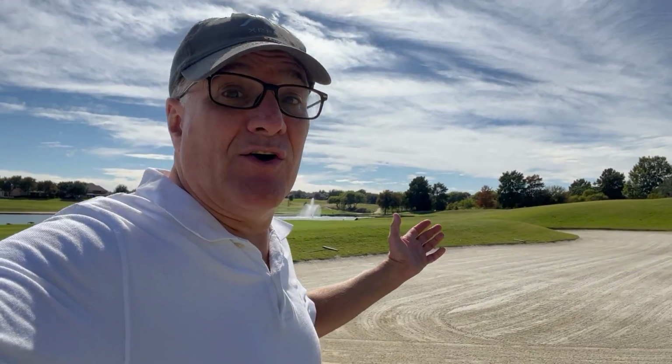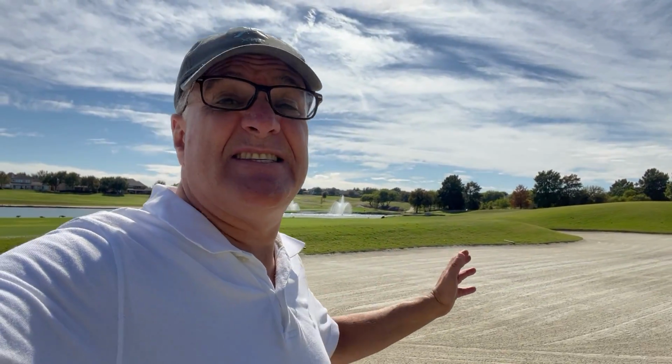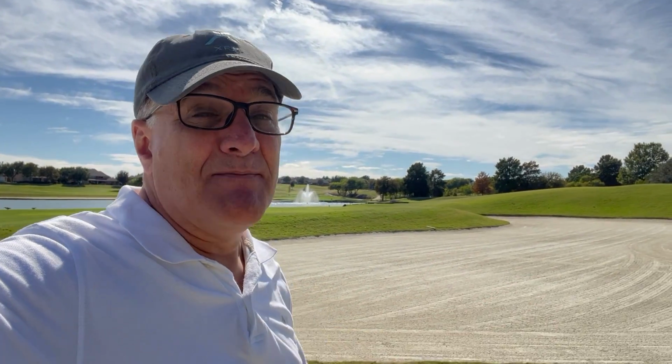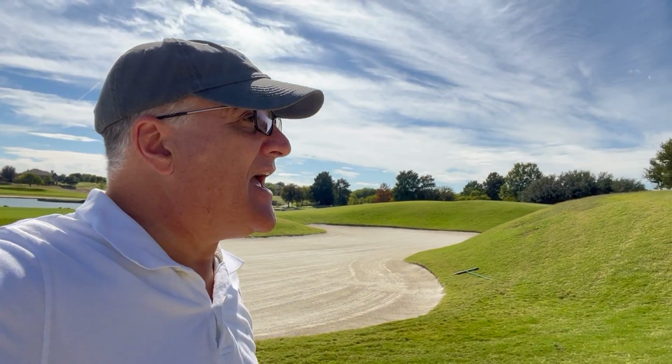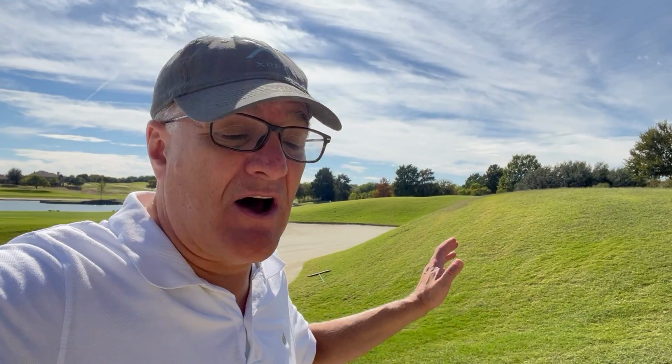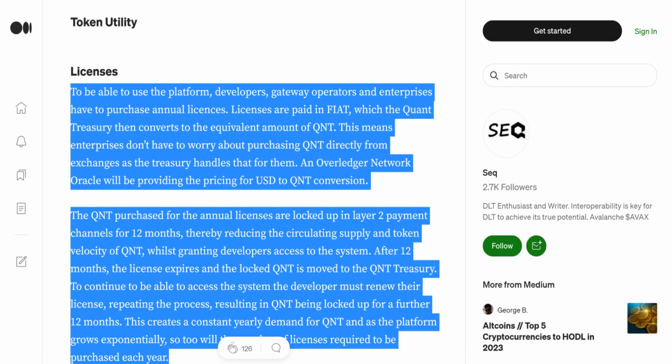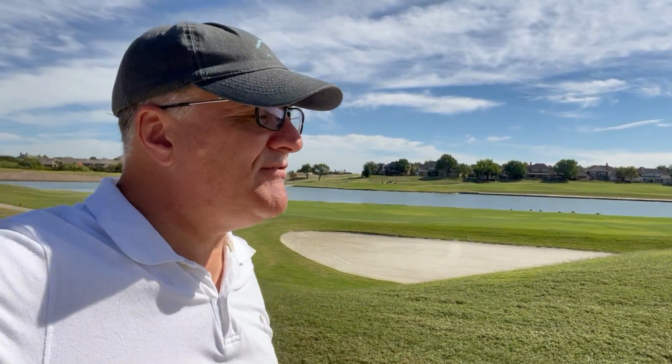So like we said earlier, guys, sentiment in this space is absolute key. But in this next bull run, utility is going to have a massive influence as well. And Quant has one of the best utility platforms out there. And this is how it works. In order to use the platform, so, developers, gateway operators, enterprises, and that type of thing, they have to purchase a license from the Quant Treasury, and they purchase that in fiat.